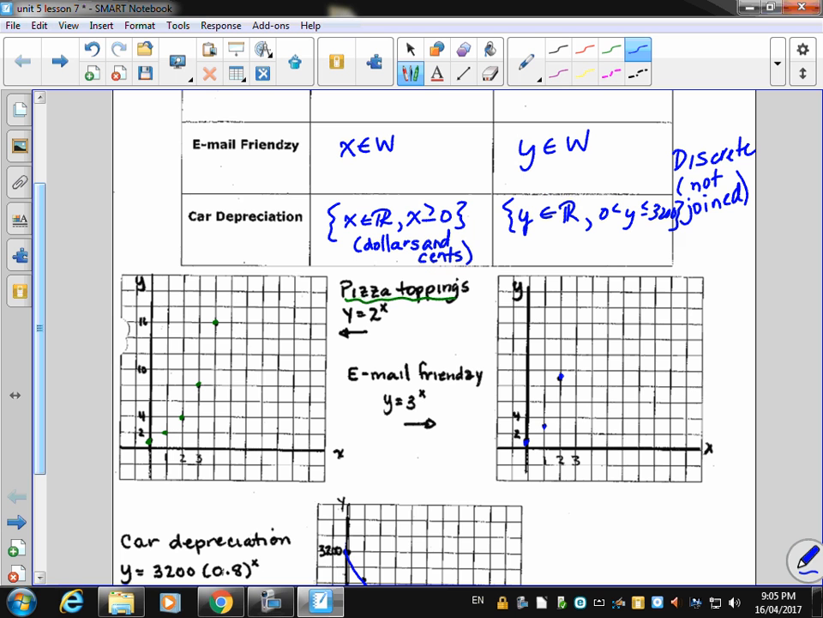So we're just thinking about what makes sense once you're in real life problems, and I'm going to have you and your friend have a look at the next 3 pages in our course notes and just consider the domain and range and the types of functions that you're looking at.